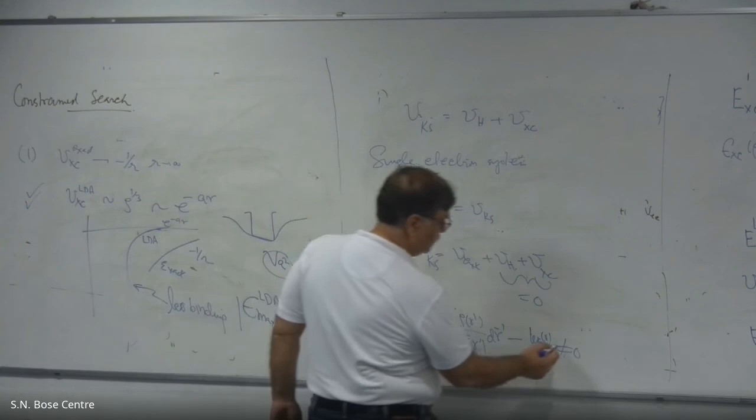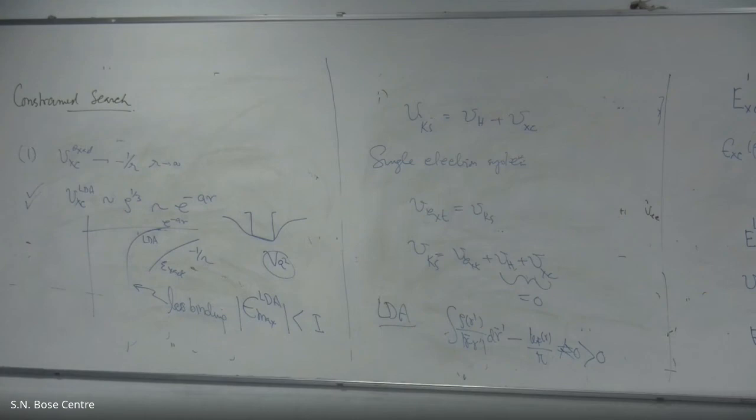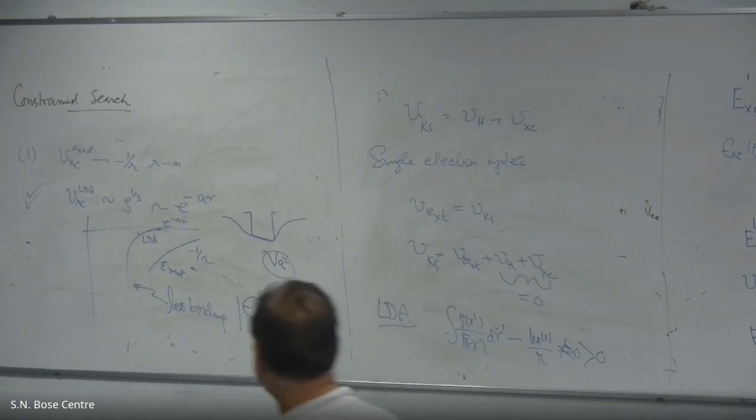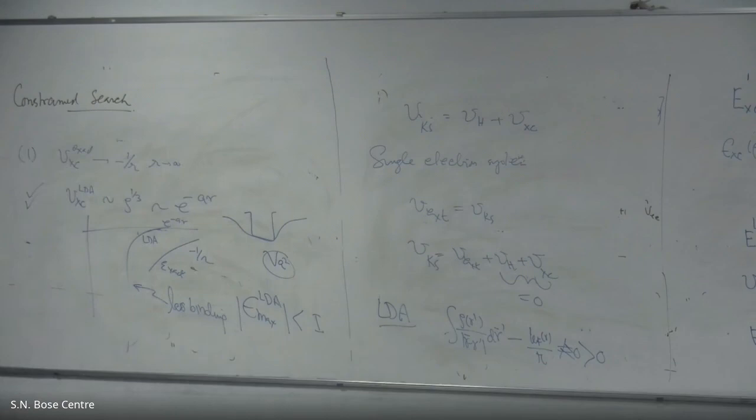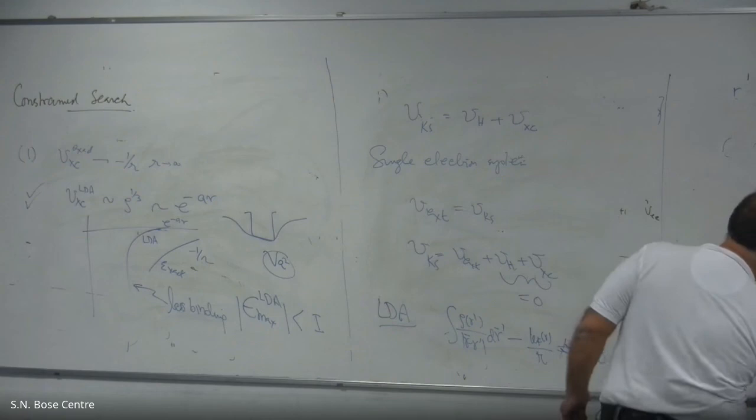So in LDA, in a way, if I make a local density approximation, an electron is interacting with itself. If it is interacting with itself, it will repel itself. If it repels itself, it will be less bound. The two are related. Is that okay? Ideally so. This is one of the very highly cited papers. So if you want to go beyond LDA, one thing you can do is make a self-interaction correction.